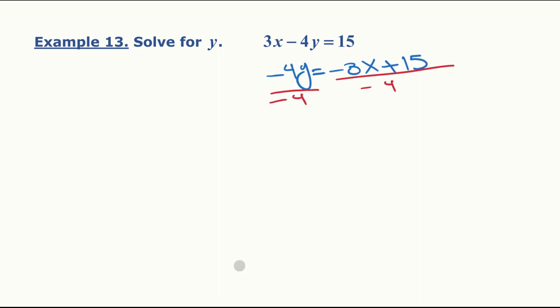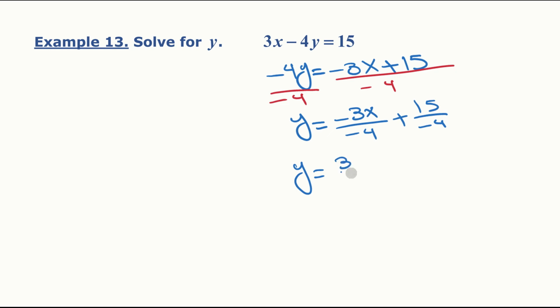All right, so on the left side we now have y. On the right side, those split up, right? So you get negative 3x over negative 4, and then plus 15 over negative 4. So you end up with y equals, now negative over negative is positive, so you just get 3/4x, and positive over negative is negative, so minus 15 over 4, just like that. Okay, so that's all you're expected to do with a problem like this one.